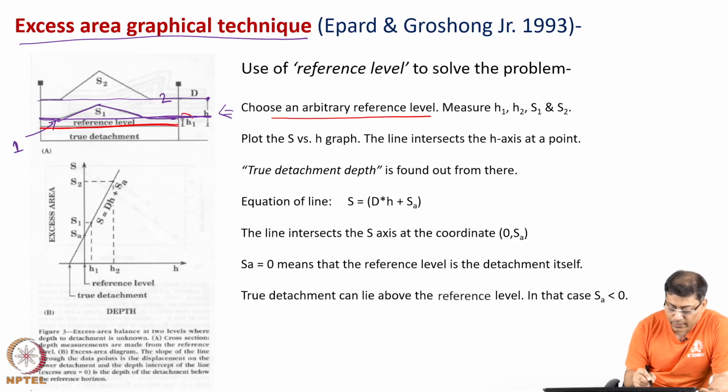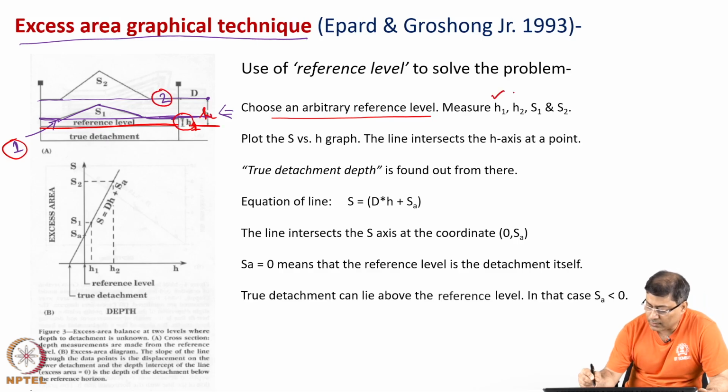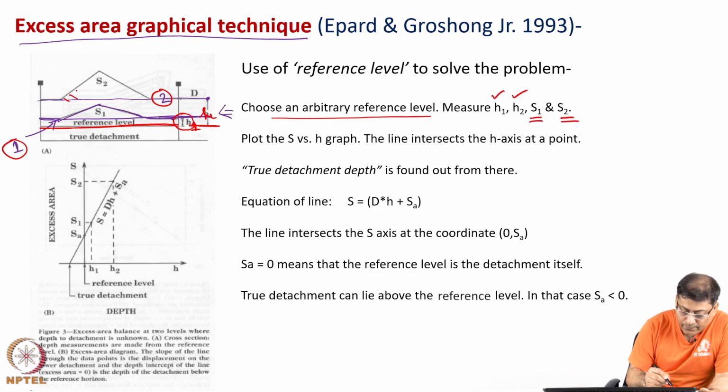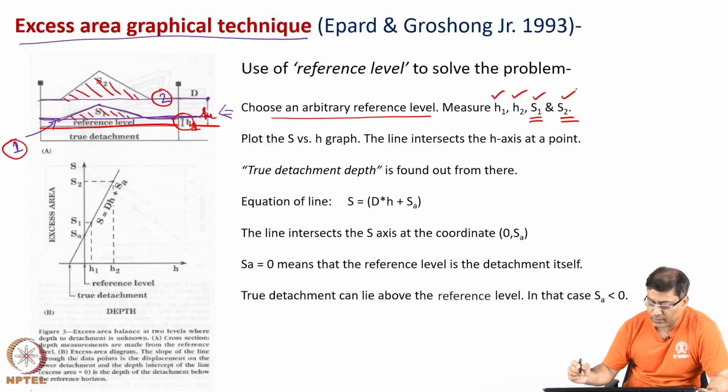From here find out the H1 corresponding to level 1 and H2 corresponding to level 2. So, these two can be measured. Now, measure S1 area and S2 area. This area within the triangle can be measured and this area within the triangle can be measured. So, they have also been done.